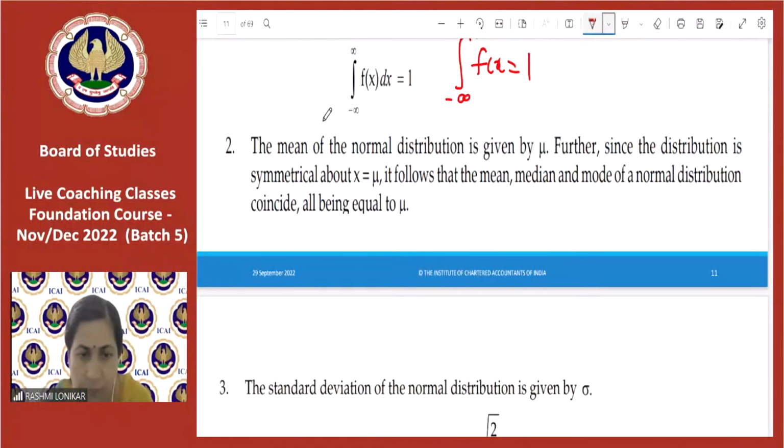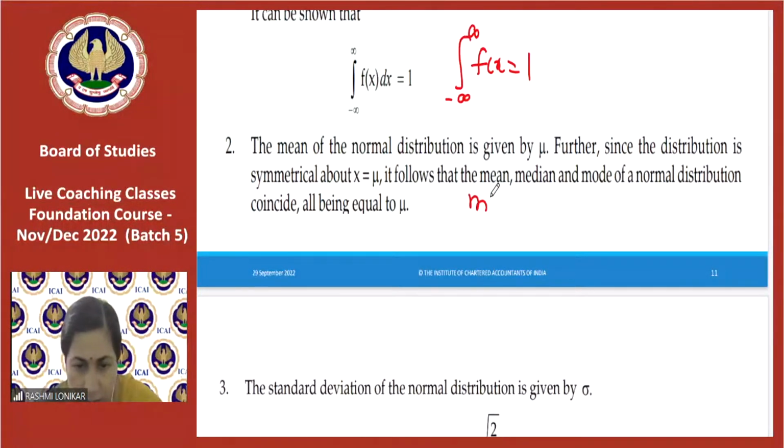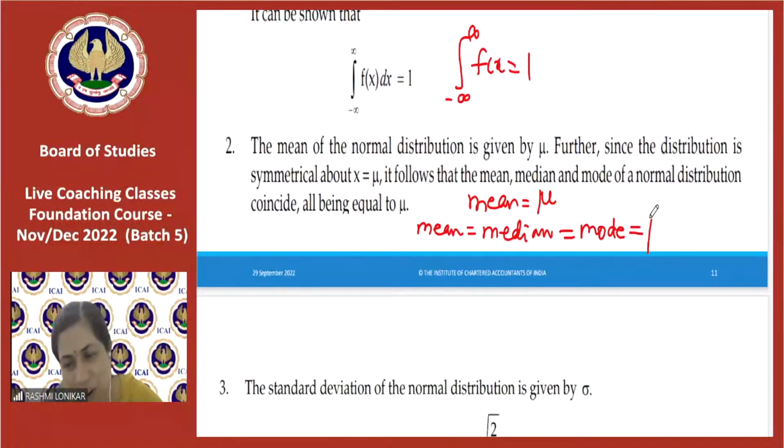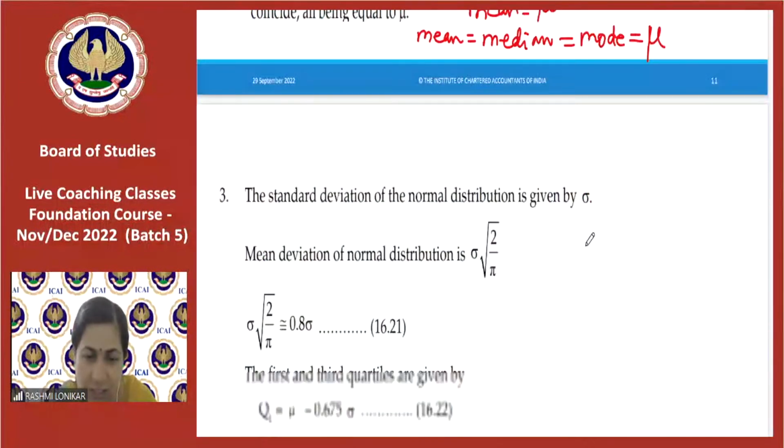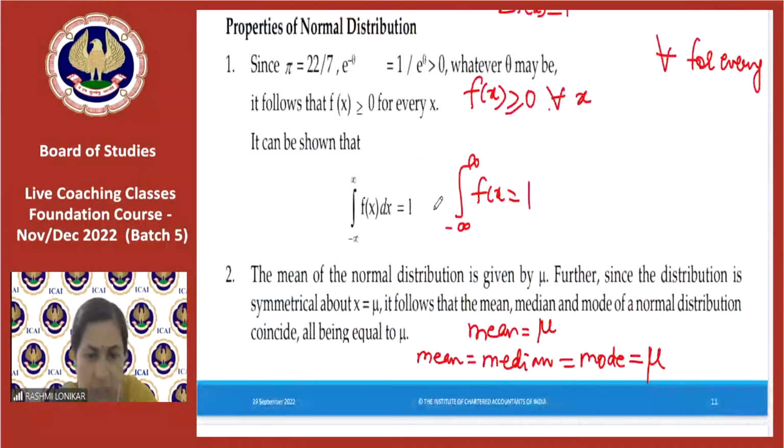Okay, don't worry. The mean of a normal distribution is given by mu. Okay, and the good news is that mean is equal to median is equal to mode for a normal distribution. So all of this is equal to mu. For normal distribution, you only have to remember this one property, that mean is equal to median is equal to mode is equal to mu. Okay, they coincide.